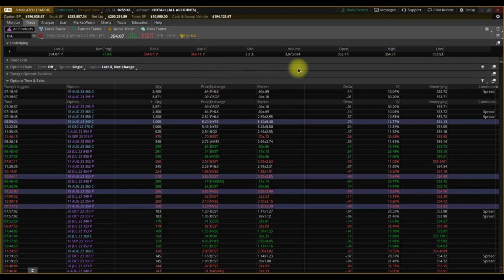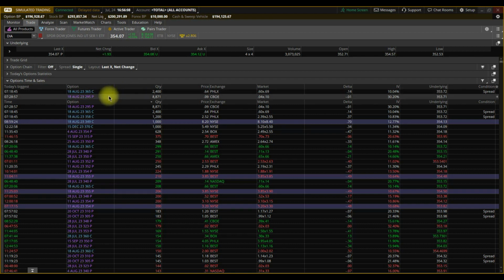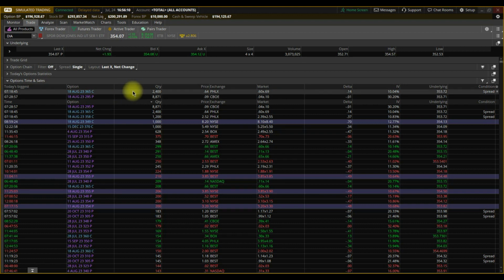Anyway, moving on, you got market, delta, implied volatility, what the underlying asset is trading at, and the big one over here is condition. This thing was tied to, it says spread. So this option right here is actually tied to another one. Okay, the first two rows are the highs for the calls and the puts for that day. So the high call trade today was at 2,400 quantity.